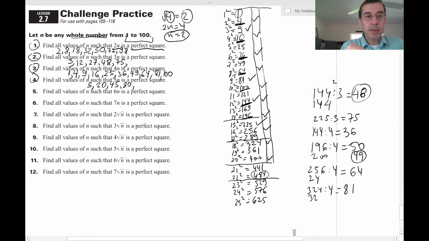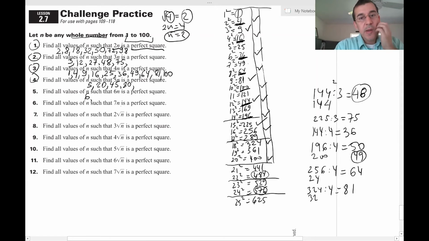Now n is up to 100, so 6n can be up to 600. So we're looking for perfect squares up to 576. All these, 1, 4, 9, all the way to 576, such that 6n is a perfect square, and find the n. So 6n equals 1, that's not it. Equals 4, no, 9, 16, 25, 36, yes. So 6n equals 36, n is 6.